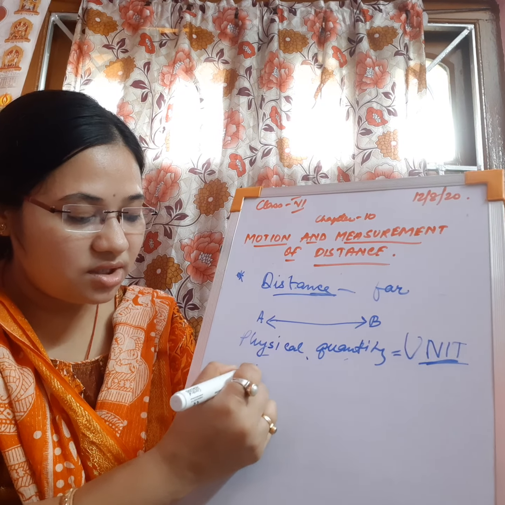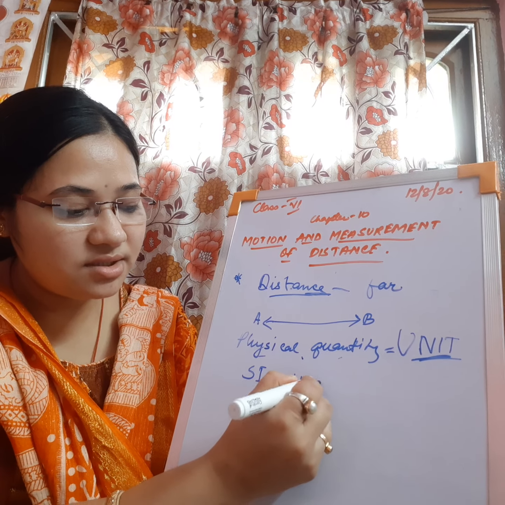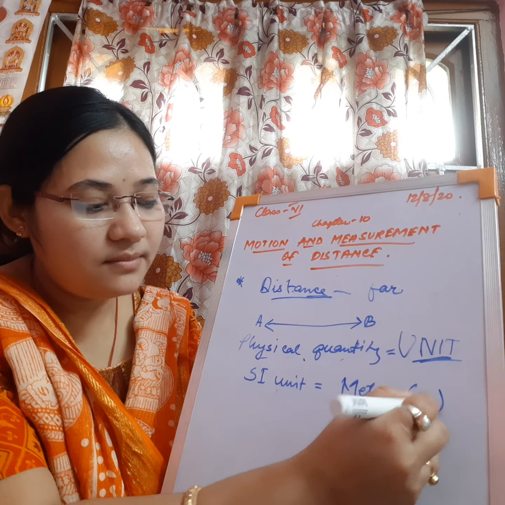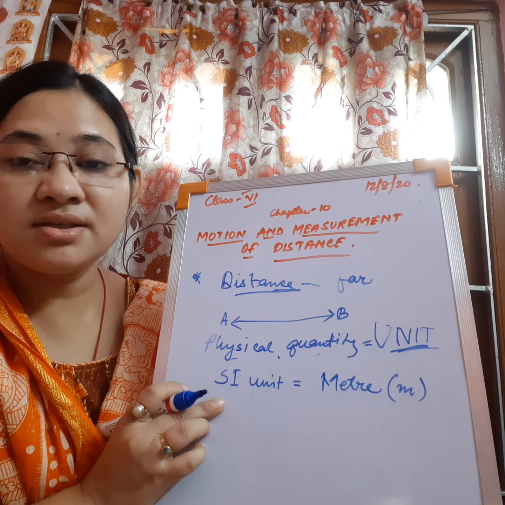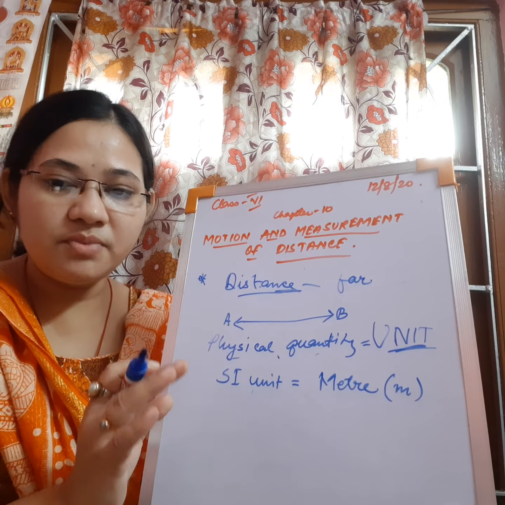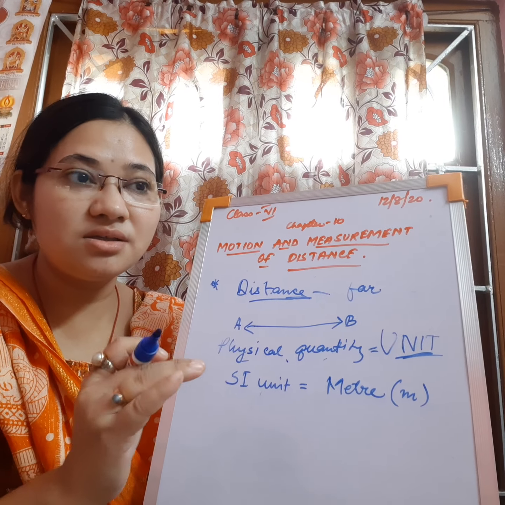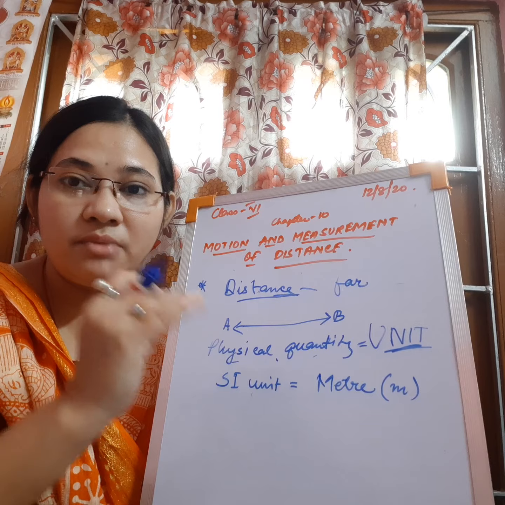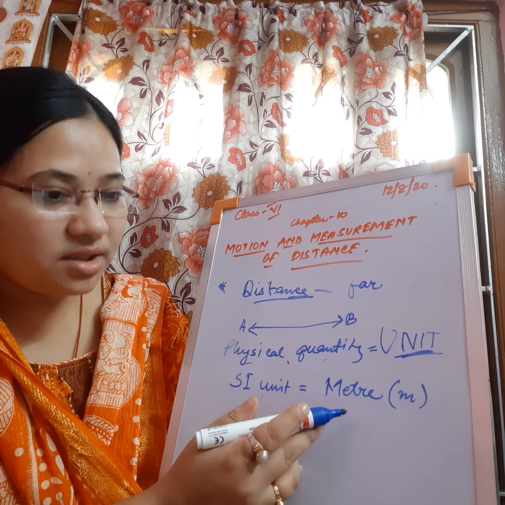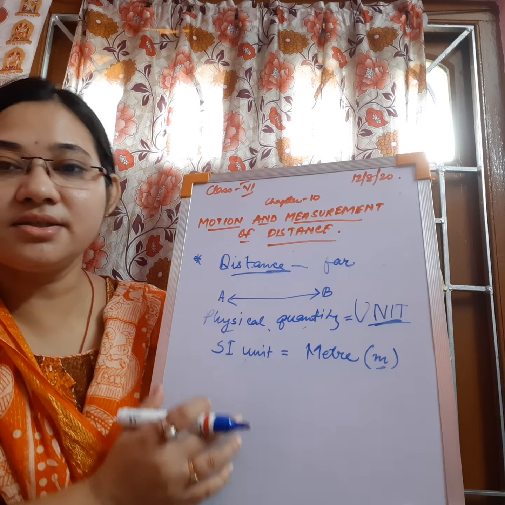The SI unit of distance is meter. We can denote it by m. The SI unit of length is also meter, so please don't get confused. Length means the length of this pencil. Distance means the distance of one place from another. So the SI unit of distance is meter.